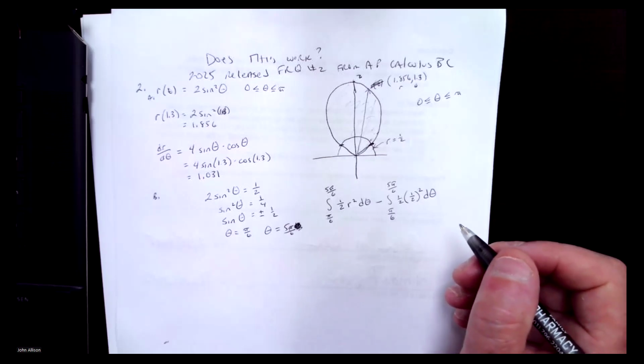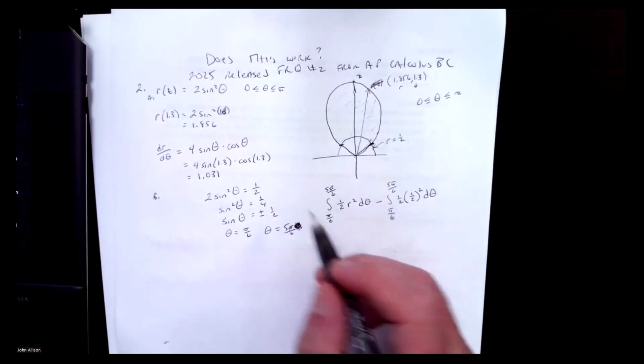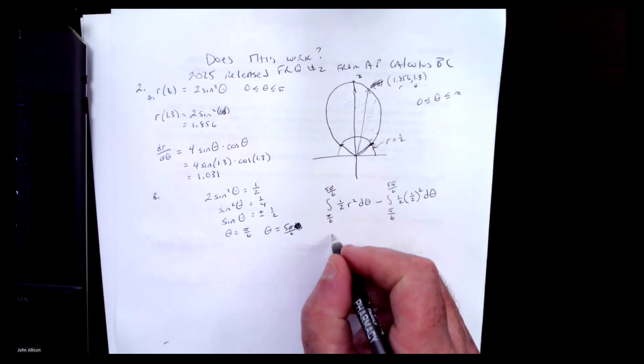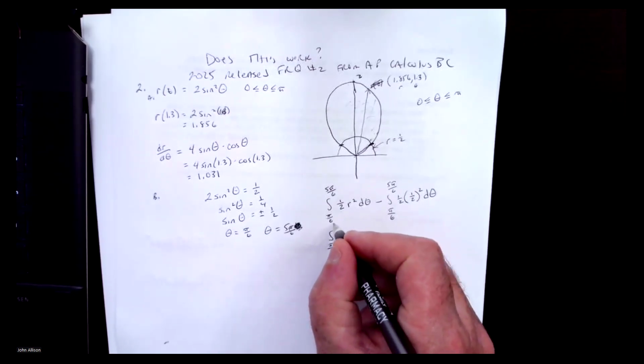That should be the correct setup. We're going to find the area. So I'm going to type that in the calculator. Oops, r squared. I need to put that in there. R squared. Do this again. Let's go ahead and set it up for the calculator. 5 pi over 6.